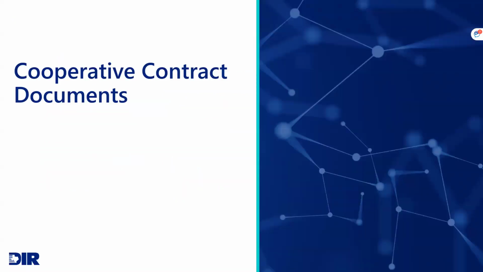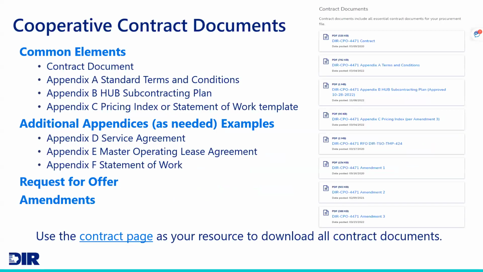So when you do use DIR's cooperative contracts, when you pull up that vendor contract page and look at the contract documents for that vendor, you're going to notice common elements. One of those will be the contract document itself. That includes any exceptions that were negotiated with that vendor at the time that contract was negotiated and awarded. You will see the Appendix A standard terms and conditions that are specific to that DIR vendor contract.